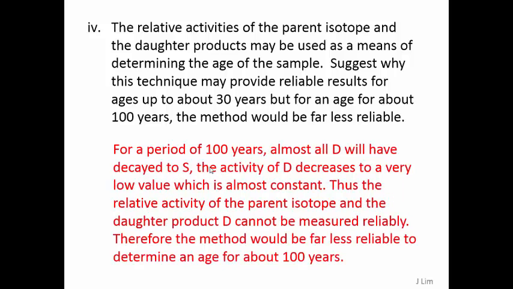For a period of 100 years, almost all D will have decayed to S. The activity of D decreases to a very low value, which is almost constant. Thus, the relative activity of the parent isotope and the daughter product D cannot be measured reliably. Therefore, the method would be far less reliable to determine an age for more than 100 years.